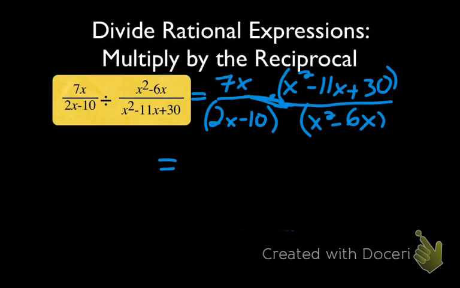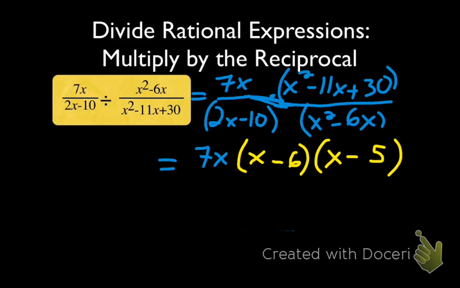And now I've got to go through just like I would any other multiplication problem, and I've got to factor everything. So, on top, I can't factor 7x. I'm going to leave it alone. Now, I'm going to factor this x squared minus 11x plus 30. You can check me, but I think it's going to be x in front, and then minus 6 and minus 5? Yep. And then divided by 2x minus 10. I think there's a 2 in each term here. I'm going to factor that 2 out in front. So this becomes 2 times x minus 5.